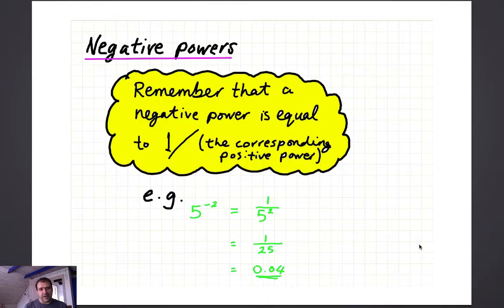And then negative powers. This should be just revision from a previous unit, but remember that a negative power is equal to 1 over the corresponding positive power. So 5 to the power of minus 2 means the same as 1 over 5 to the power of 2, which you can evaluate further as 1 over 25, which is 0.04, because 1 over 25 means 1 divided by 25. So 5 to the power of minus 2 is 0.04, and you don't need a calculator to evaluate that. You just need to know the rules of powers.